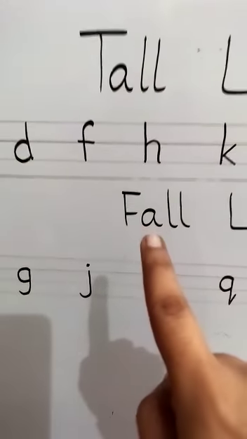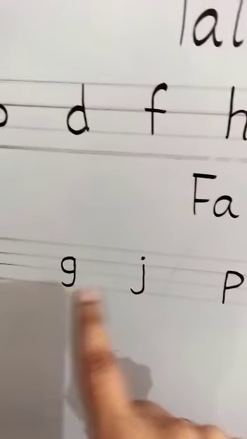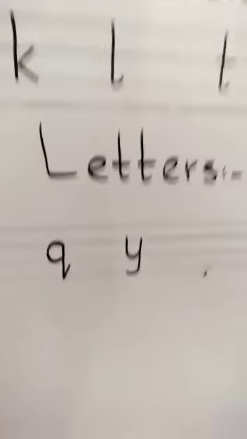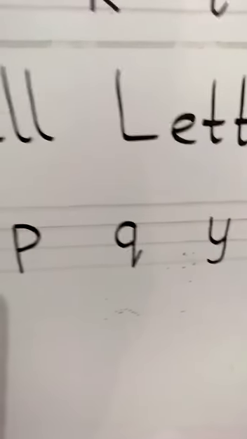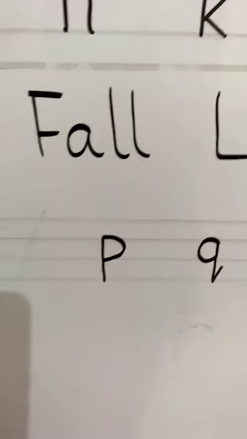Next, my dear class, are the fall letters. Fall letters are g, j, p, q and y. Look at how your teacher writes on the board, and you also have to write like this.